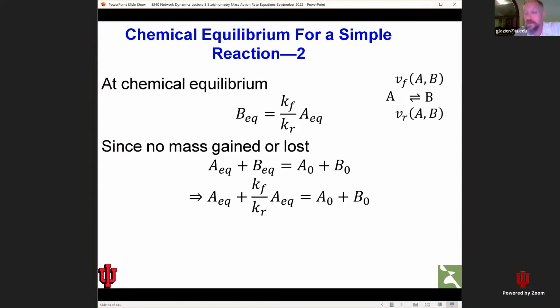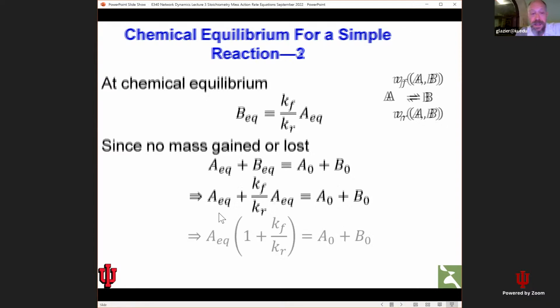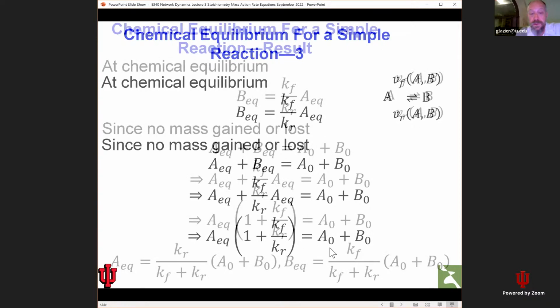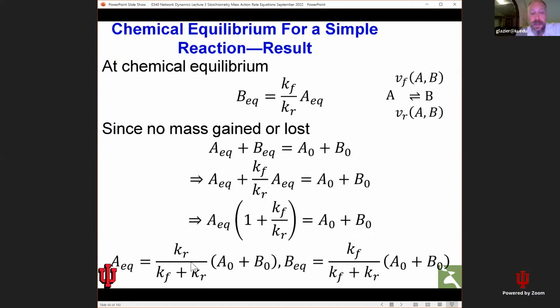And now I can substitute in for B equilibrium here. B is replaced by Kf over Kr times A equilibrium. So A equilibrium plus Kf over Kr times A equilibrium is equal to my initial amount. I distribute the A out: A times (1 plus Kf over Kr) is equal to A naught plus B naught. Divide through by 1 plus Kf over Kr, and I get A equilibrium is equal to Kr over Kf plus Kr times (A naught plus B naught).